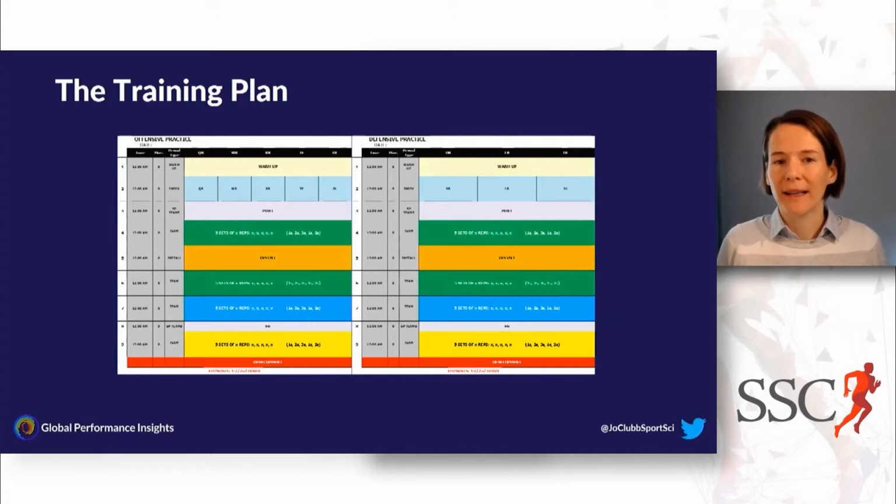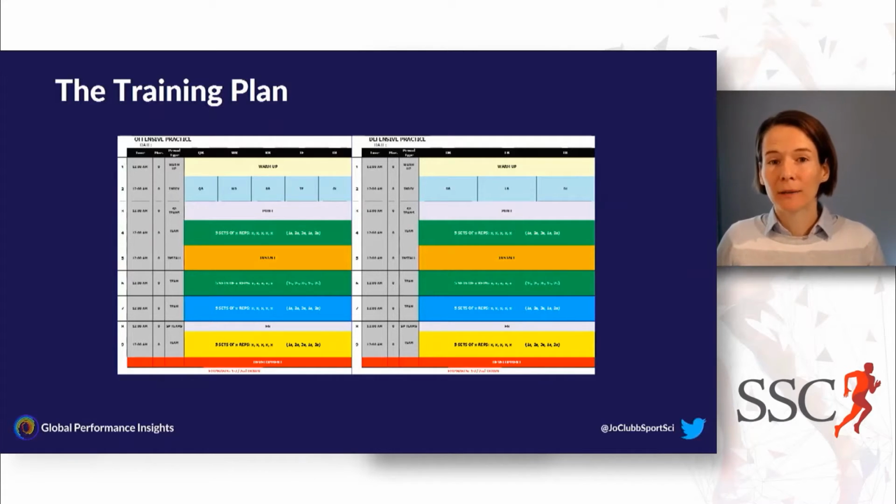So if we take a look at an individual training plan, this is a mock-up of a training session plan for an individual practice. And we can see that already we have to account for both the offense and the defense, but also that the session is aligned so that when they need to come together and train together, they can.